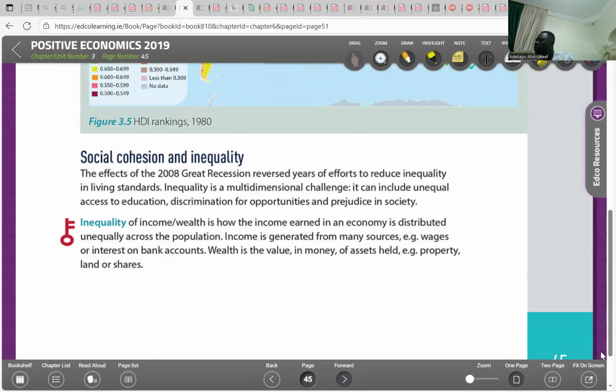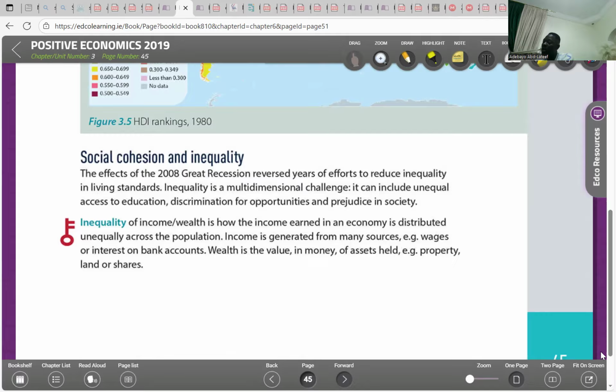Social cohesion and inequality. Income inequality explains how income and wealth is distributed unequally within an economy. So you can know if an economy is growing with how people are related within the society and what the level of income is. What's the gap between the rich and the poor? The gap between the rich and the poor is about income inequality. So how are wealth and income distributed in the country? That would also determine if the economy is growing or not.